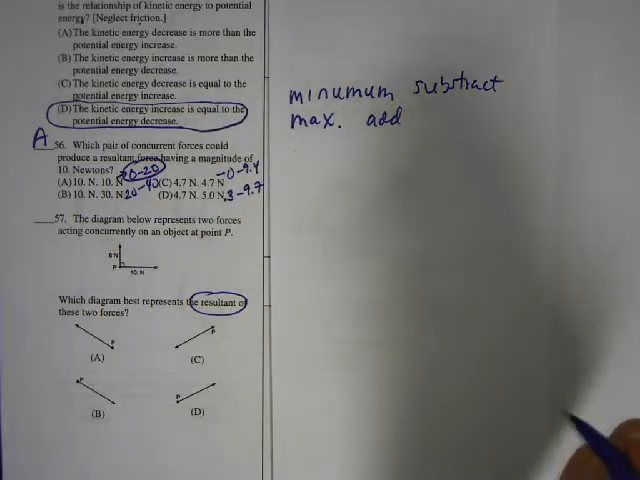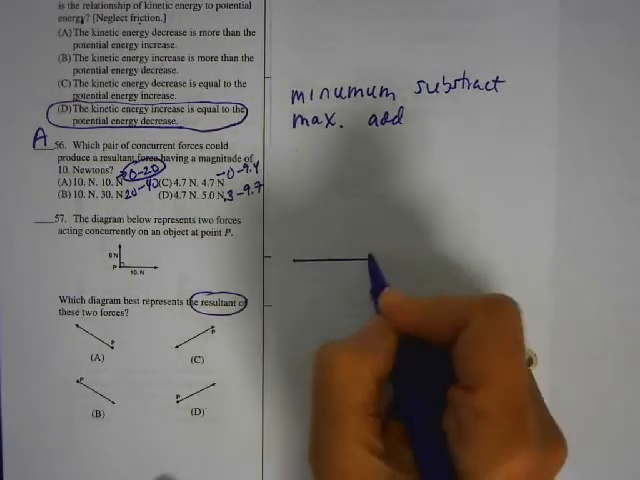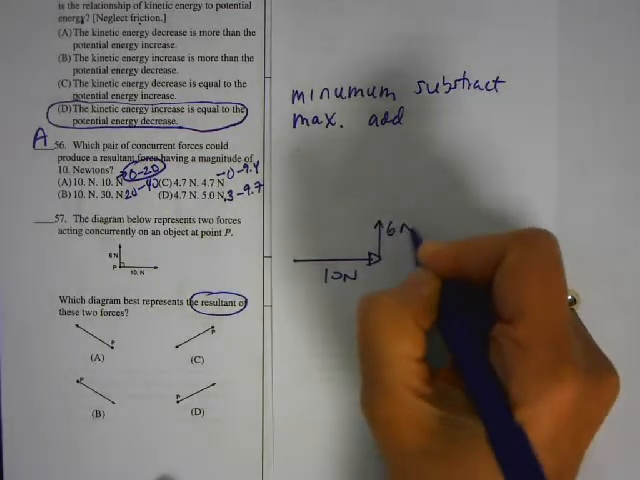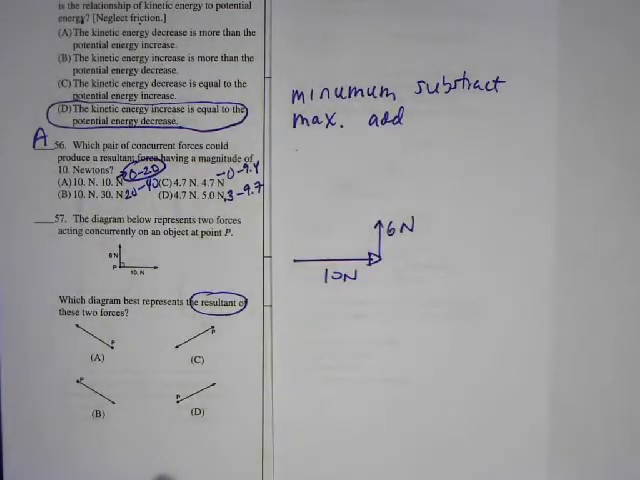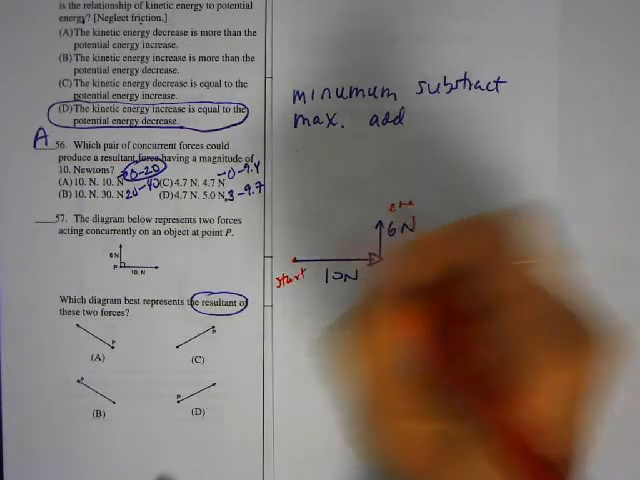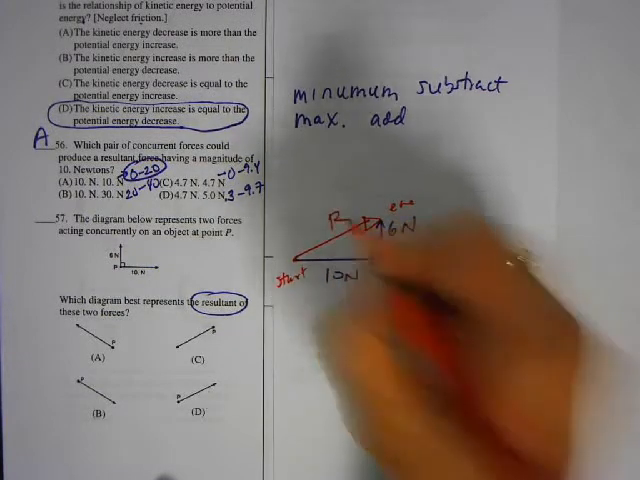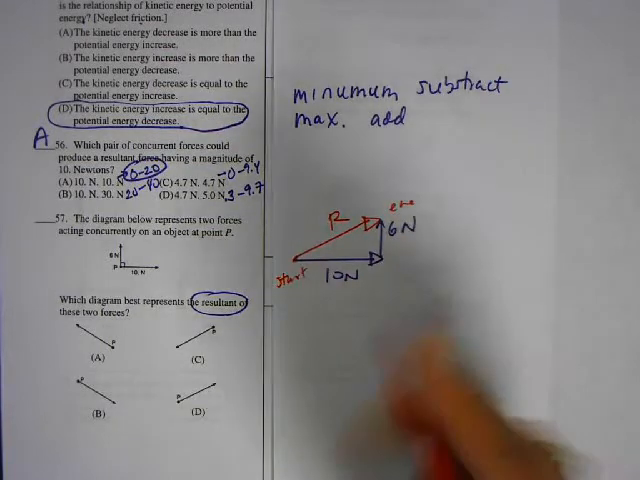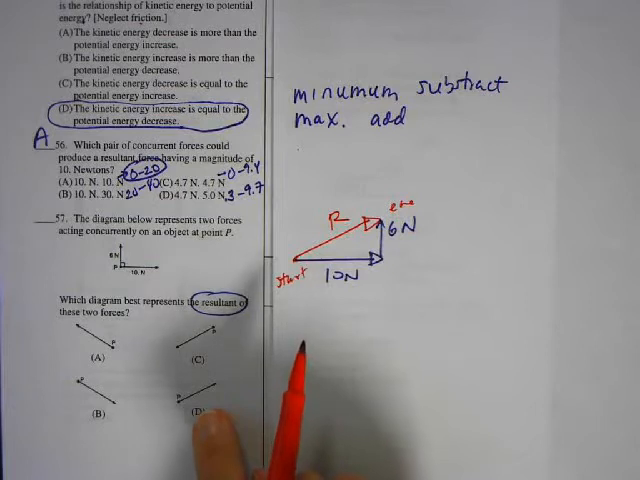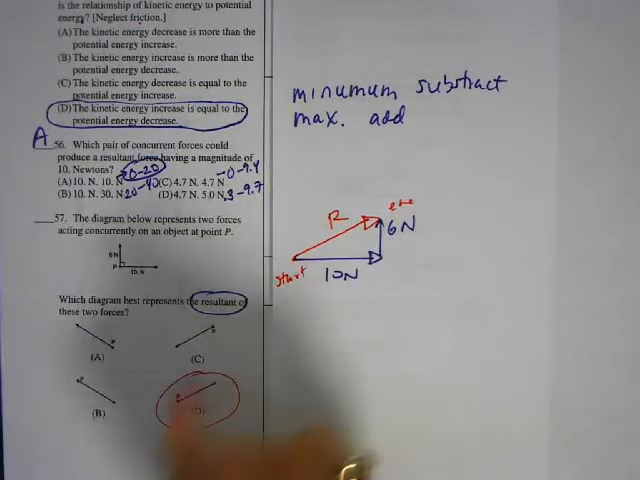Does it matter the order? No. So let's say I take the first one, which is 10 newtons. From the head of this one, I put the tail of the other 6 newtons. From where I start to where I end up is my resultant. And I would use the Pythagorean theorem. But I don't have to calculate. They just want a picture. So when I look at the picture, the choice on the picture is choice D.